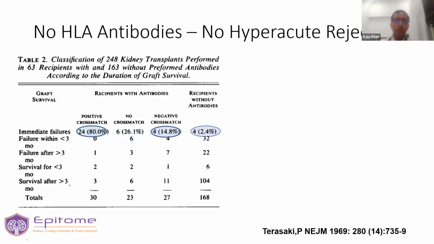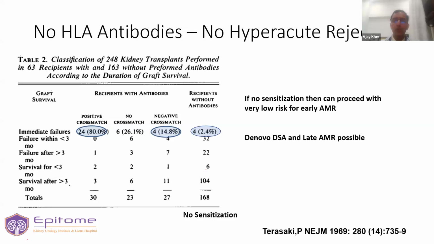Those with a negative crossmatch who were sensitized had 14%. If you had no antibodies at all and were completely unsensitized, it was 2.4%. So if someone is completely not sensitized, with no blood transfusions, no transplant and no pregnancies, there is a very low risk of early AMR. However, what this doesn't tell you is late AMR or chronic antibody mediated rejection.